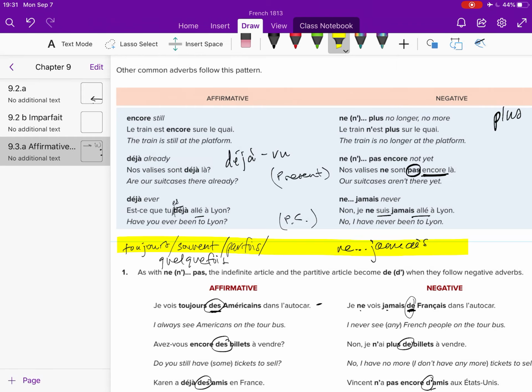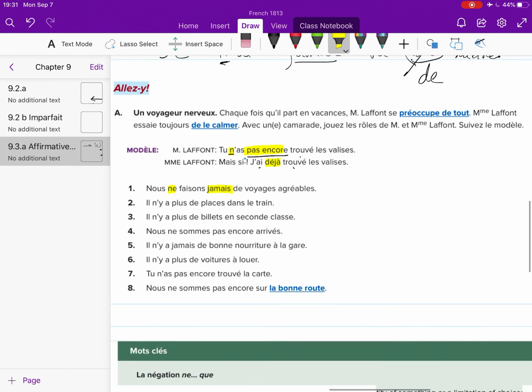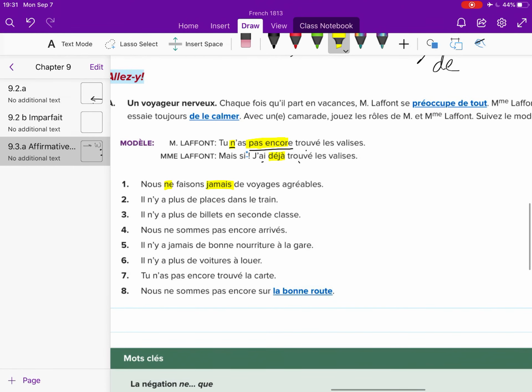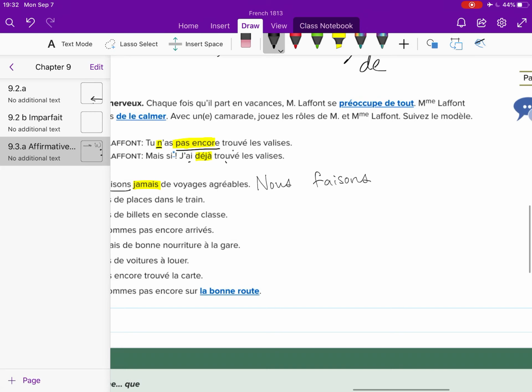Okay. Let's take a look at that. Let's see whichever one we think fits the best. Sometimes there's not always one. Nous ne faisons jamais de voyage agréable. I'm going to rewrite my sentence now with the affirmative. Nous, my verb is faisons. Nous faisons. Jamais. We never do them. We always do them. We sometimes do them. You can kind of pick which one you'd like here. Maybe let's pick this one. Nous faisons souvent.